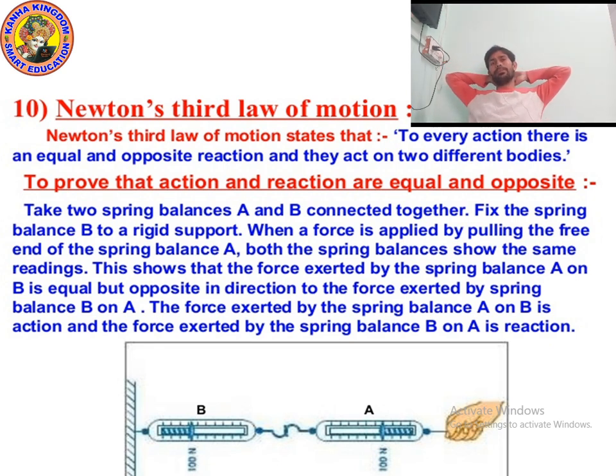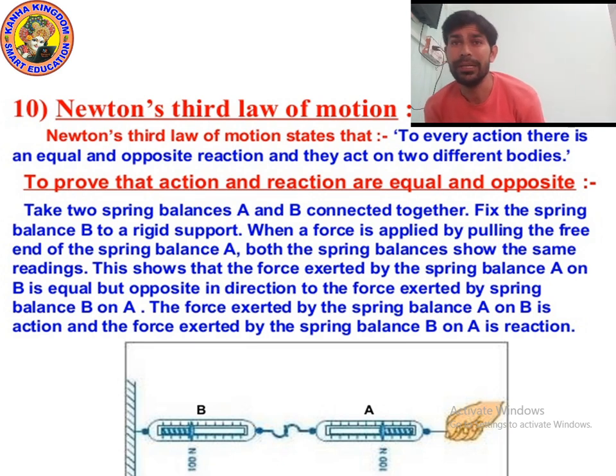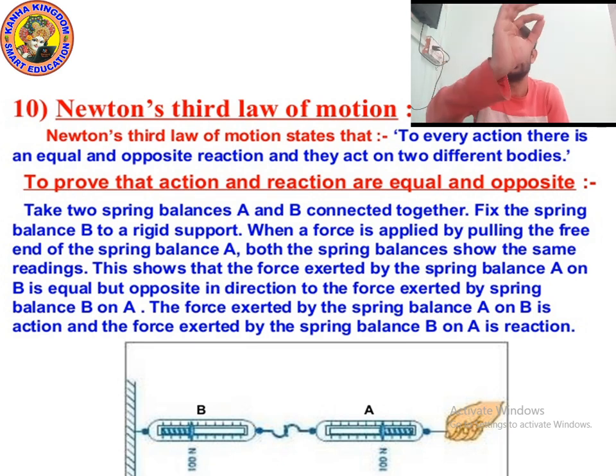You are applying the force on A, which is actually action, but something reaction is also happening. Both the spring balances will show you the same reading. This shows that the force exerted by spring balance A on B is equal to and opposite in direction to the force exerted by spring balance B on A.